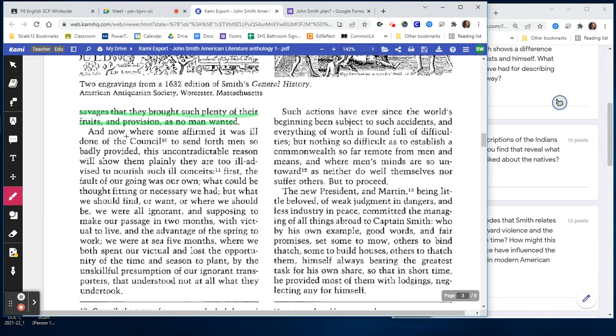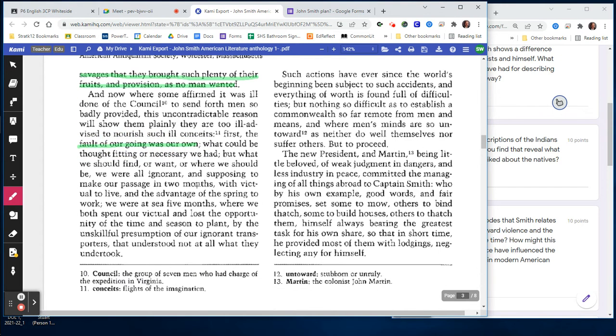And now, whereas some affirmed it was ill done of the council to send forth men so badly provided, this uncontradictable reason will show them plainly they are too ill advised to nourish such ill conceits. First, the fault of our going was our own. Okay, so he's saying we went on our own, so we can't blame anybody.